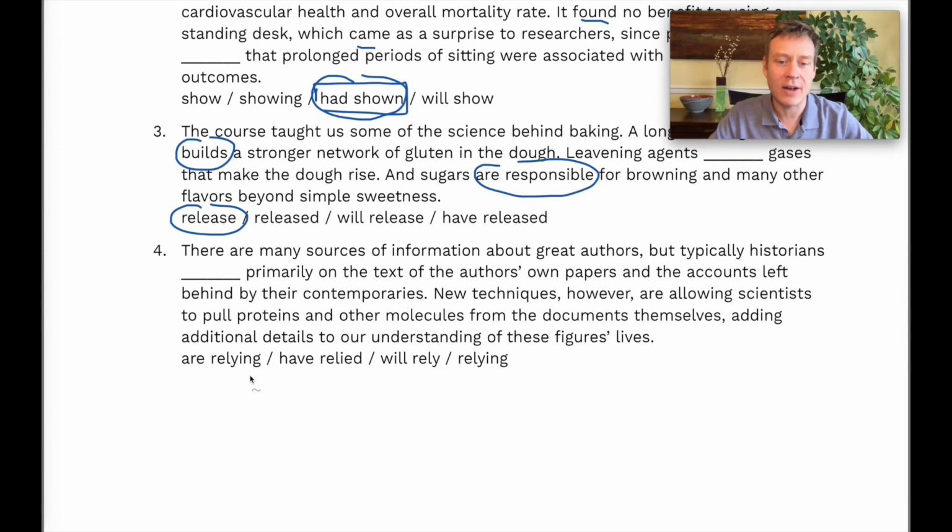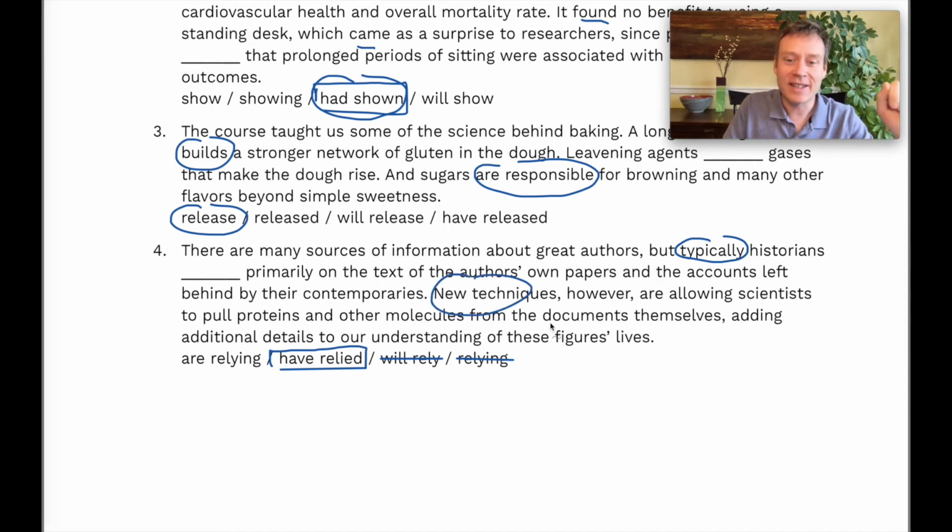How do they rely, or have relied, etc.? Primarily on the text of the author's own papers. Well, relying by itself can't be a verb without a helper verb. And will rely doesn't make sense because that's the future. And this is talking about what they typically do. So have relied is going to be the best choice. Especially because the new techniques, sorry, I should have read the whole thing.